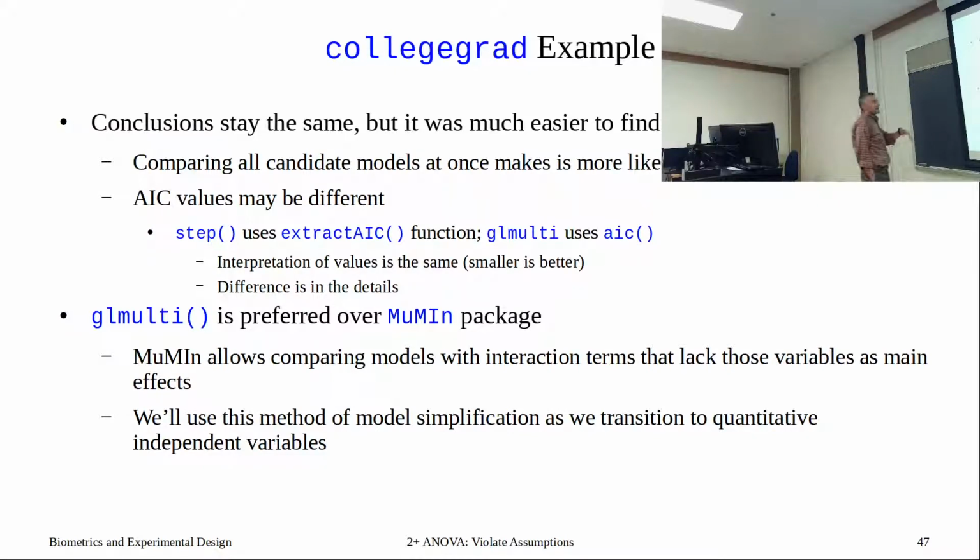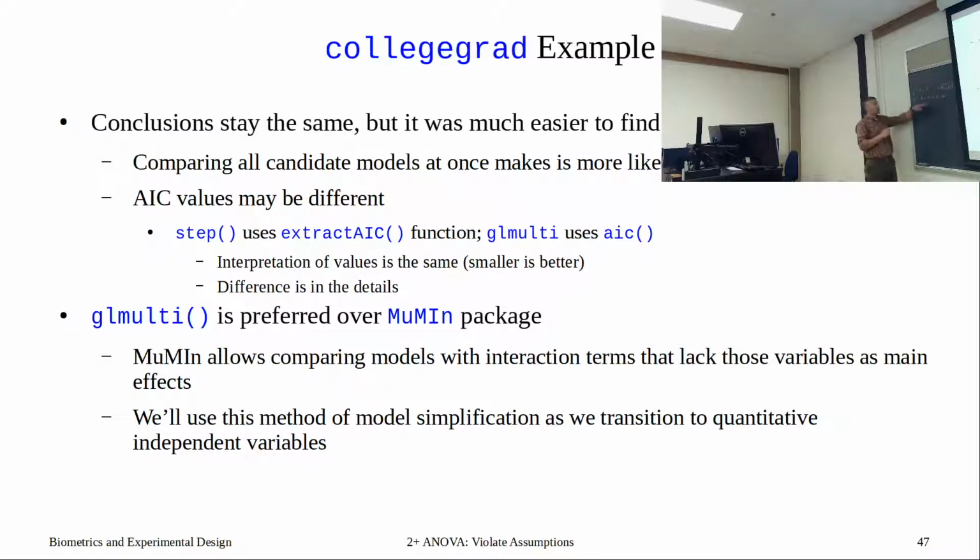The downside is that it does allow you to compare models that have interaction terms but lack those main effects. So as I said, if we have that y is a function of a plus b, I'm going to say this, plus c to d, mu-min allows us to compare this model to this model. All right? But the problem is that with this interaction term, we're missing the main effects.